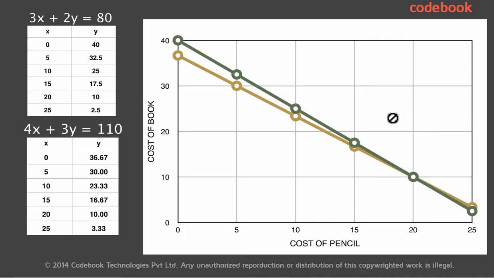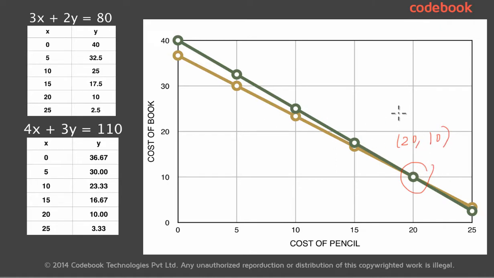So the next step is to plot these values on a graph. The first equation, as you see, has been plotted in green, and the second equation is plotted in yellow. So the solution to these two equations is the point at which these two lines intersect. As you observe here, this is the point where these two lines intersect, and that point can be expressed as the x coordinate is 20 and the y coordinate is 10. At (20, 10), these two lines intersect.